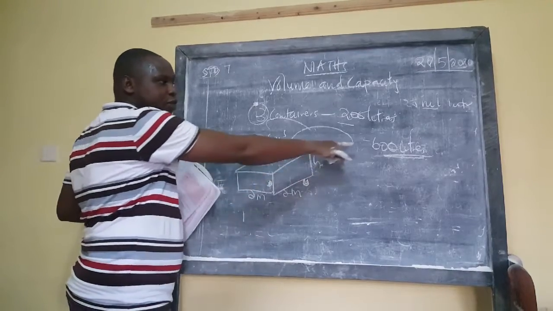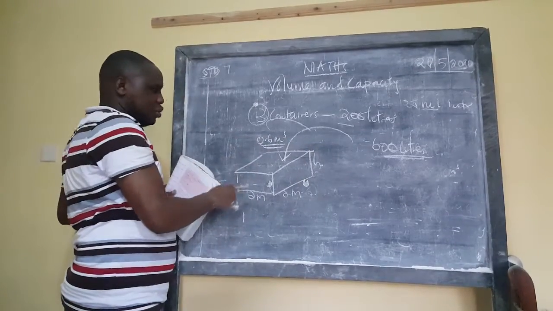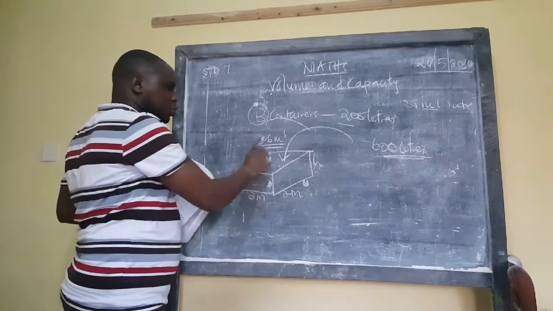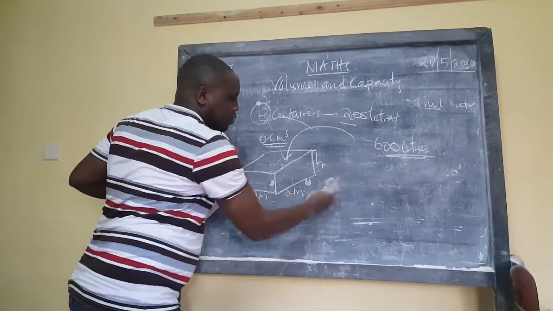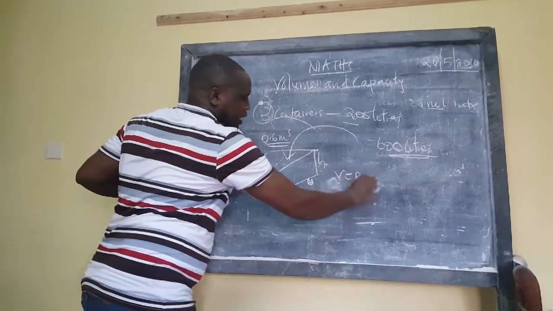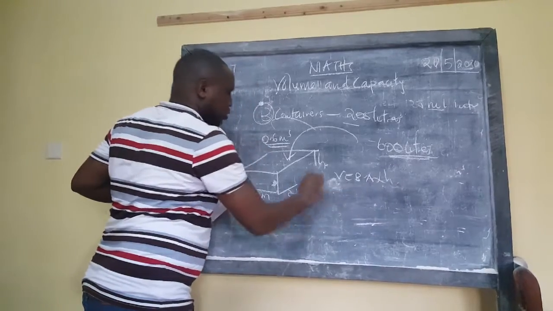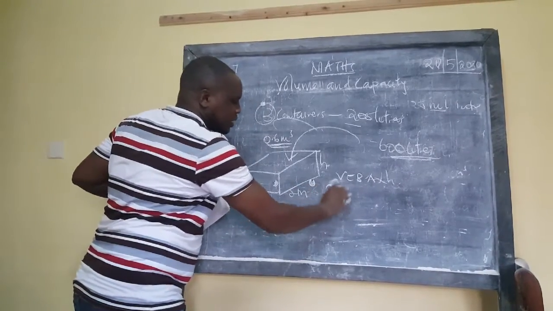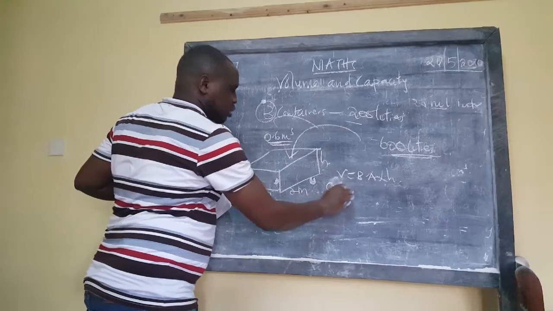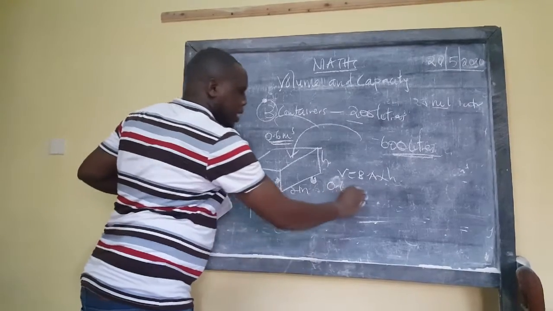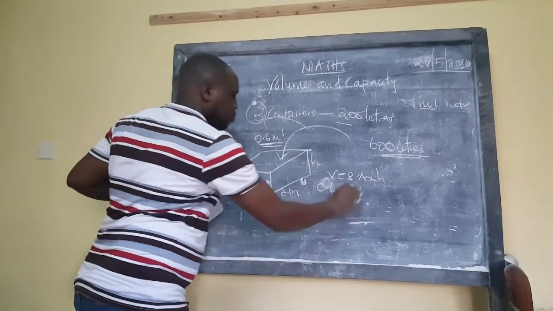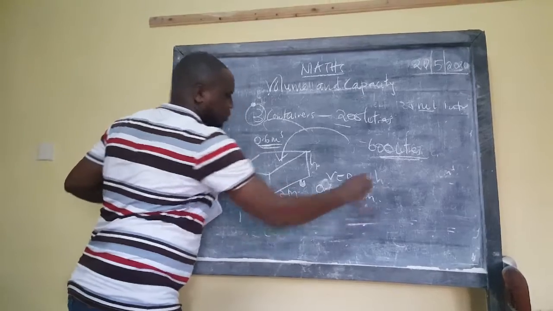Yes, we have already converted this from liters into meters cubed. So we are going to use this. Volume is equal to the base area times height. So the volume is given here, 0.6 meters cubed is equal to the base area, which is going to be 4, times h.